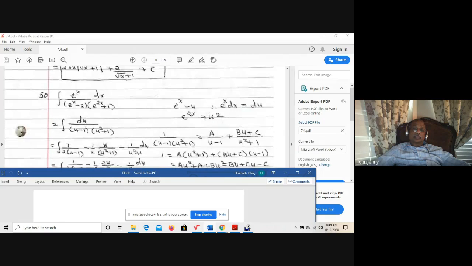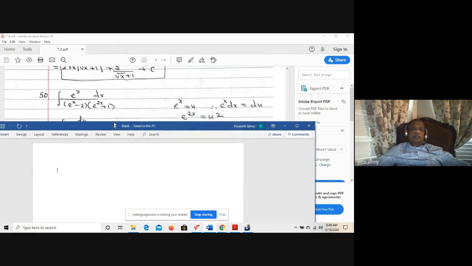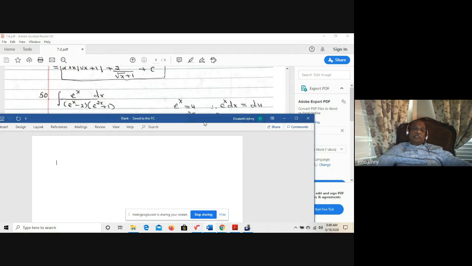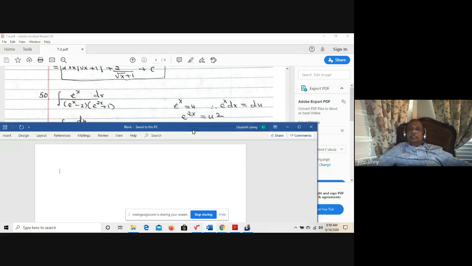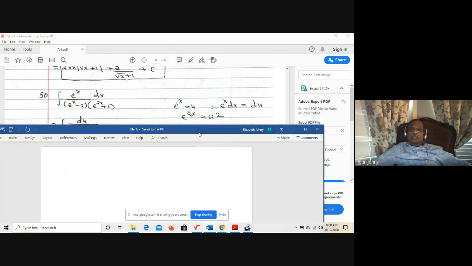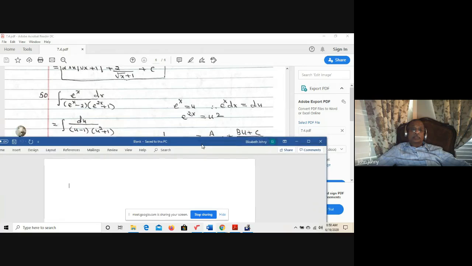So this is the last question that is worked out, number 50. You need a substitution here. Let e to the x is equal to u. Therefore, e to the x dx is equal to du, because when you differentiate e to the x with respect to x, you get du over dx. And e to the 2x is e to the x the whole square, that is u square. So it becomes du divided by u minus 1 times u plus 1 the whole square.